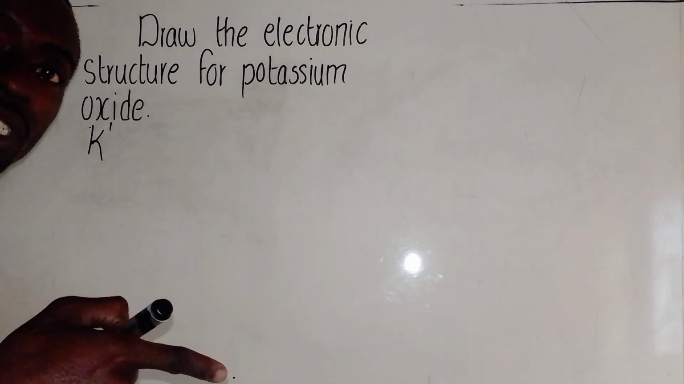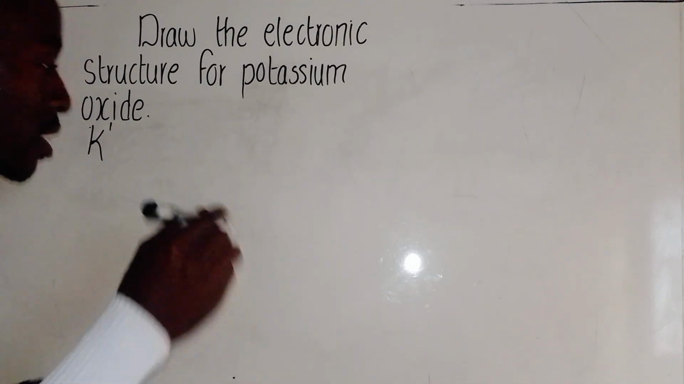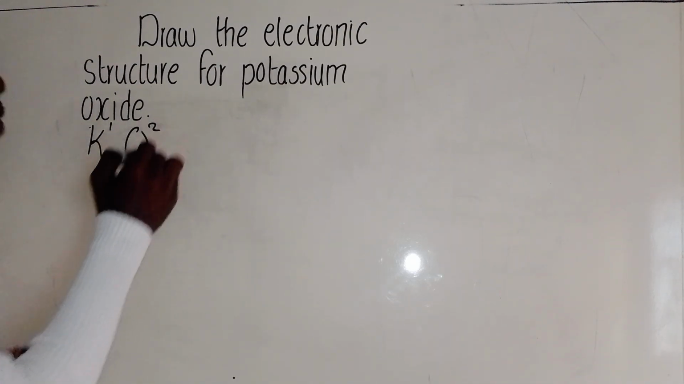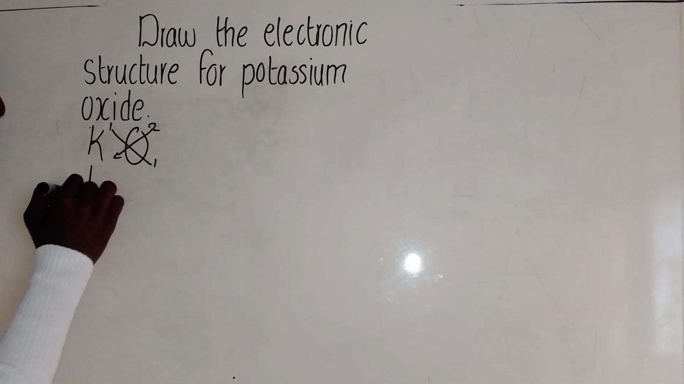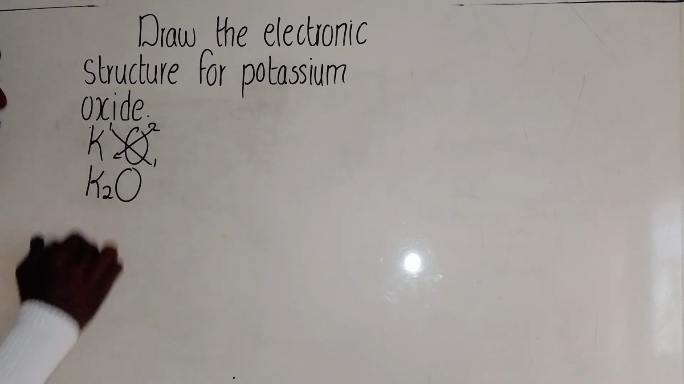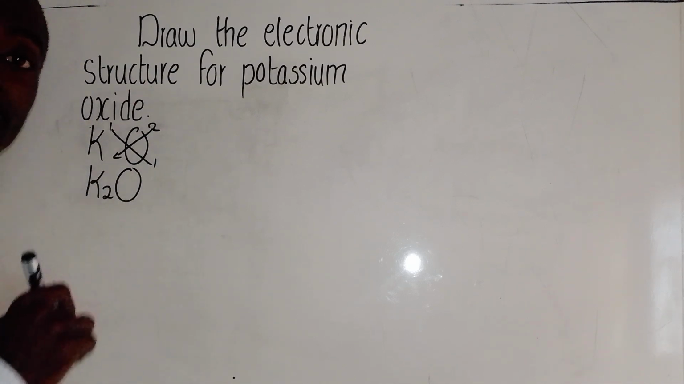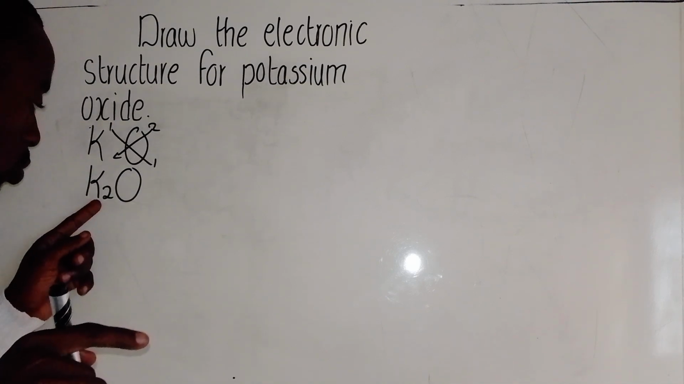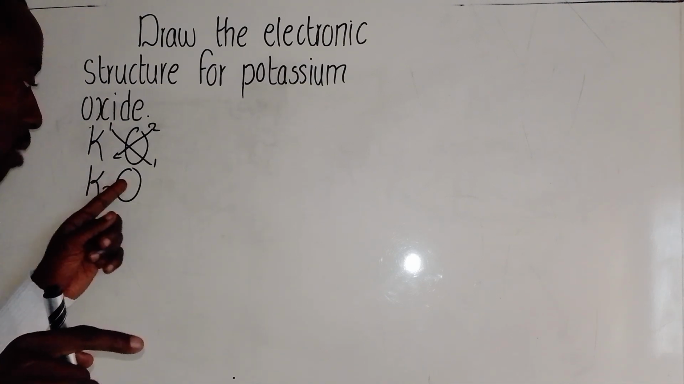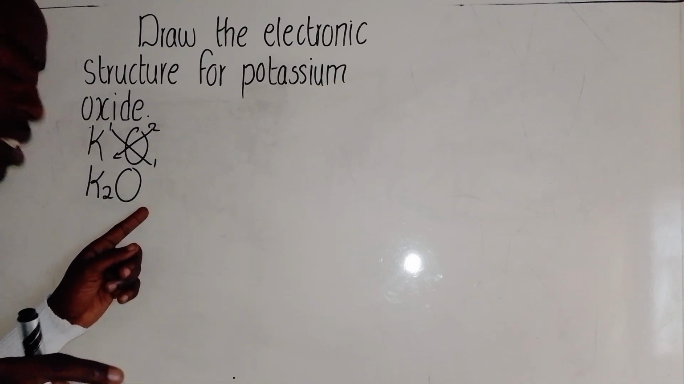Oxide simply means oxygen. Oxygen is found in group 6, meaning it has a valency of what? Of 2. Now, these two will come here, this one will come there, meaning the chemical formula will be something like this. So what does this tell us here? This is telling us we're supposed to draw two structures for potassium and one structure for oxygen.